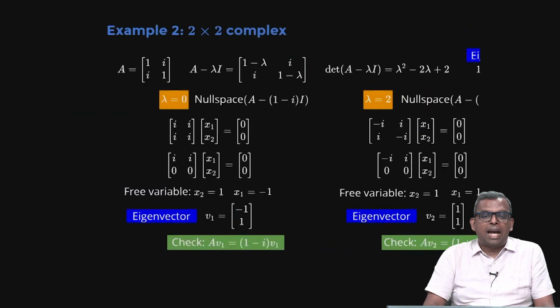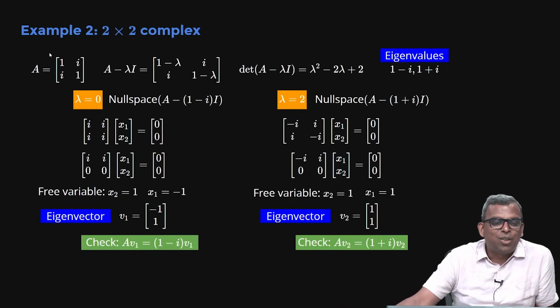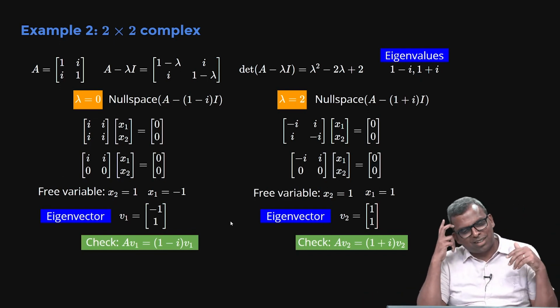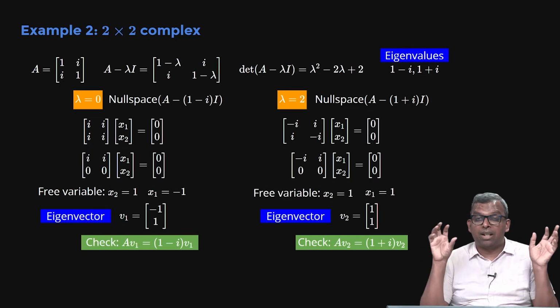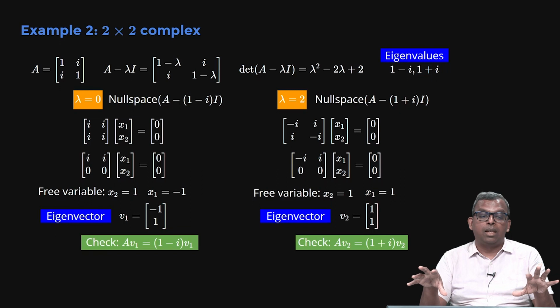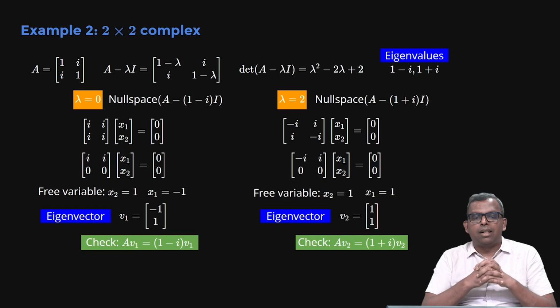Can you have a complex matrix for which the eigenvectors are real? Yes, it's possible also. So here is an example of that. You've got a complex matrix 1 I1, and then if you do the calculation, you will get the eigenvalues as 1 minus I, 1 plus I, and you will get the eigenvectors possibly as minus 1, 1 and 1, 1. So minus 1, 1 is one eigenvector, 1, 1 is another eigenvector. So the eigenvectors are real. The matrix is complex, eigenvalues are complex. This can also happen in some cases.